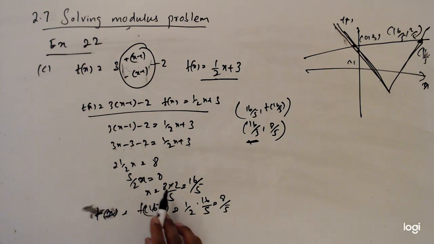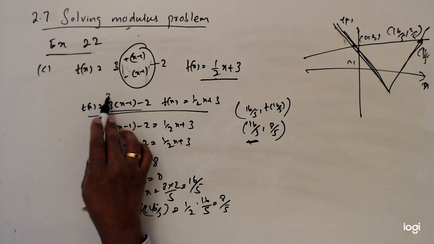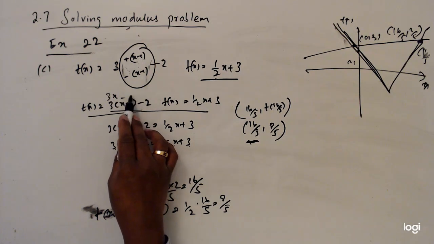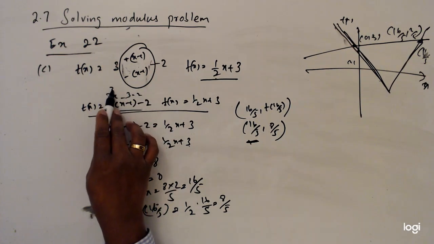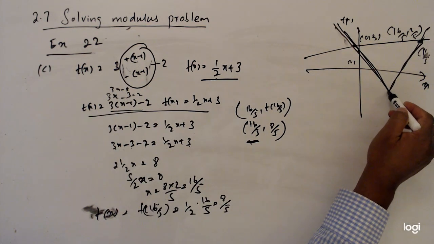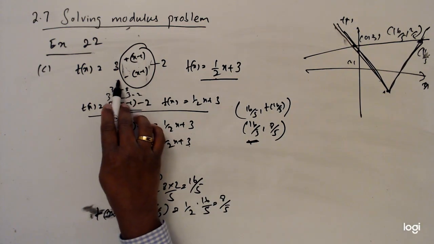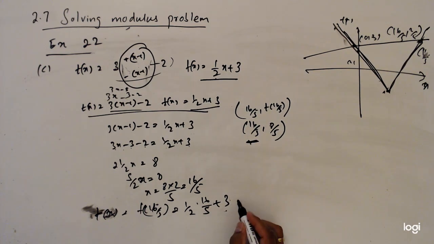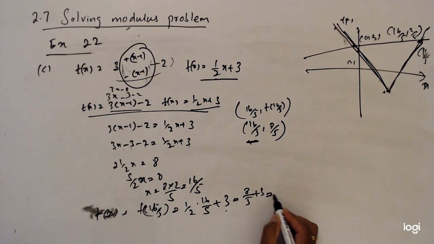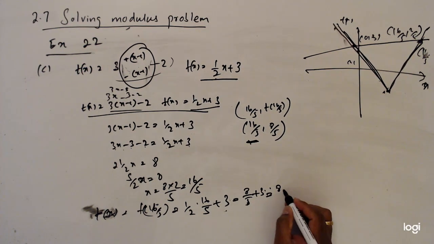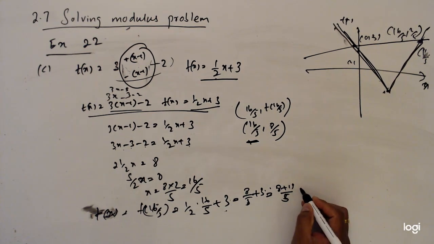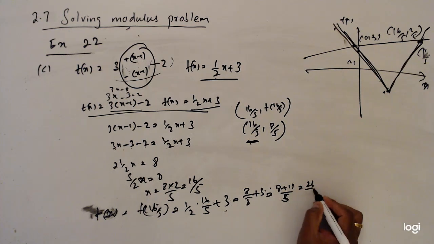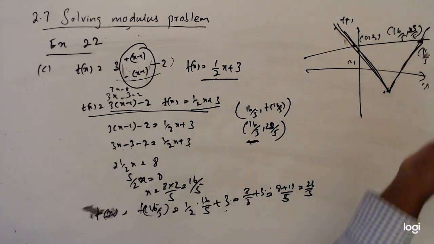Also we can see that in this one, the gradient is 3x minus 3 minus 2, which is 3x minus 5. It means this is the positive gradient, and then this one is going to be the negative gradient equation. I think this calculation has a bit of error. This is half x plus 3, so basically this is half times 16 over 5, 8 over 5, plus 3. So 8 plus 15 over 5, so this is 23 over 5.